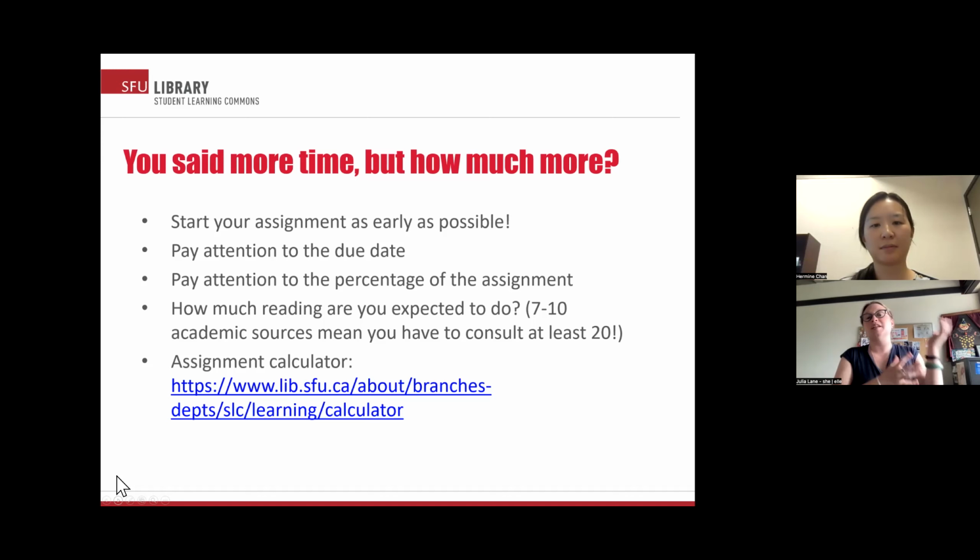So roughly double. Now, that doesn't mean you need to really read 20 sources in depth. That's probably not going to be possible, but you need to be prepared to get a larger number, sift through them, skim read them, and get a handle on which are the 7 to 10 best, most effective ones for you to then dig into in more depth.